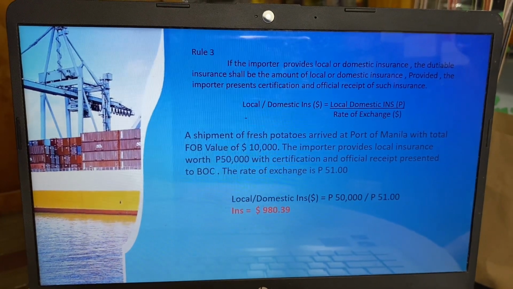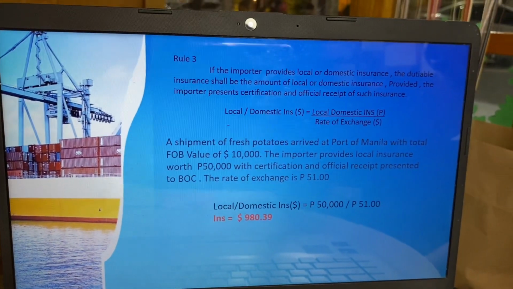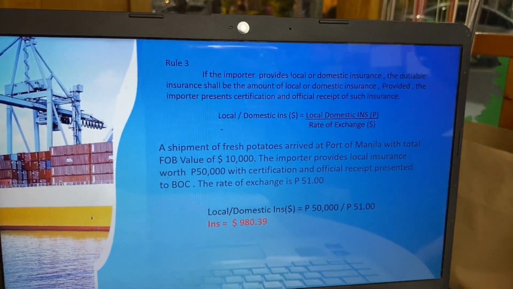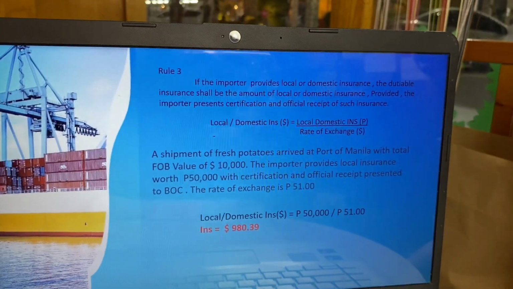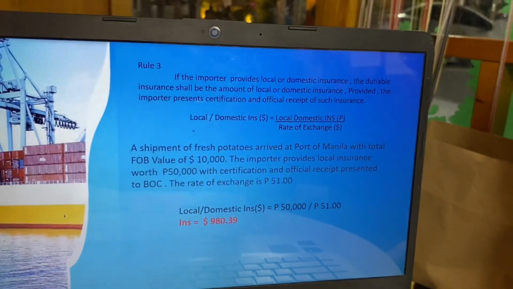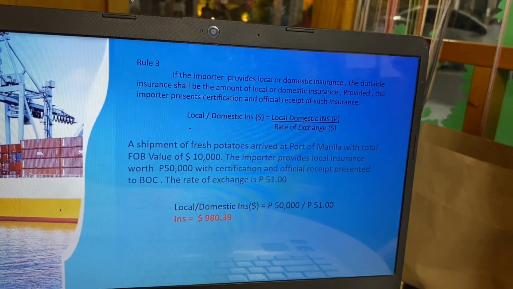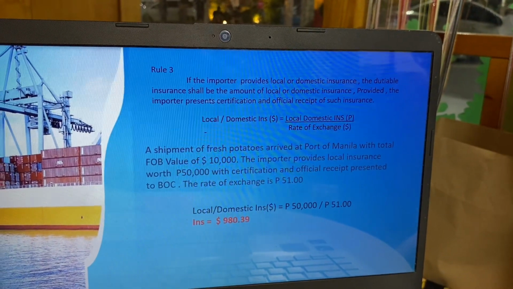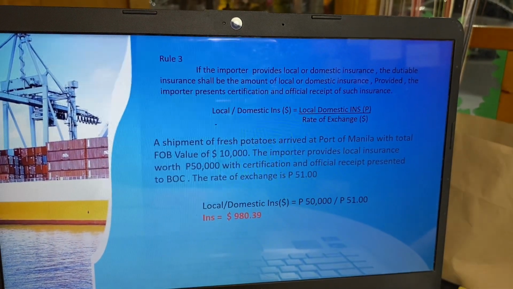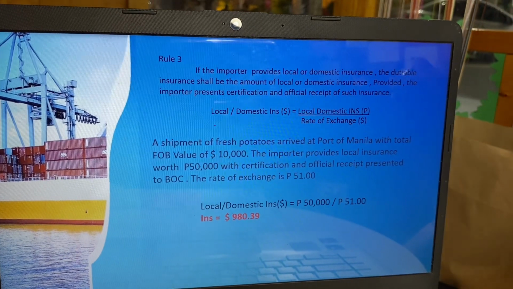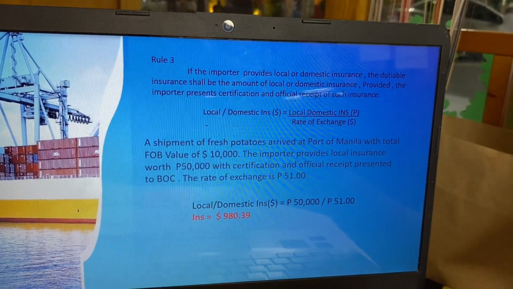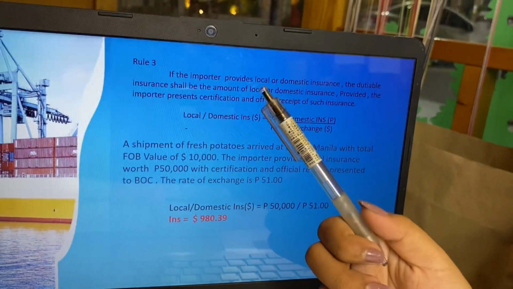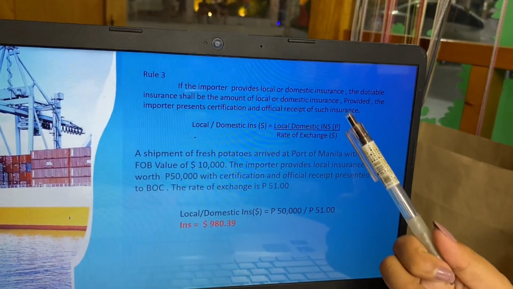So, a shipment of fresh potatoes arrived at Port of Manila with total FOB value of $10,000 US. The importer provides local insurance worth $50,000 with certification and official receipt presented to BOC. The rate of exchange is 51 peso. So it is stated here in rule number 3, kailangan na ang local or domestic insurance.